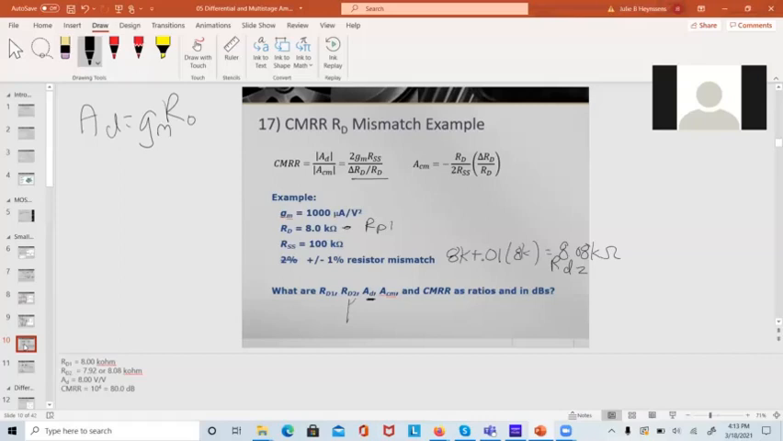That was weird. You didn't really write down your process. Oh, with a 1% mismatch? Yeah. What I did is I wrote, okay, if it's 1% higher, then that would be the 8K plus 1% of 8K. And then I just did that in my head. So 1% of 8K would be 80 ohms. And then I added that to 8K.